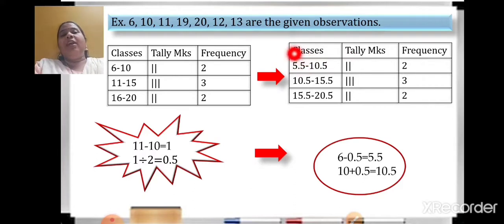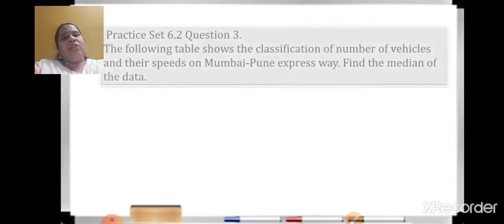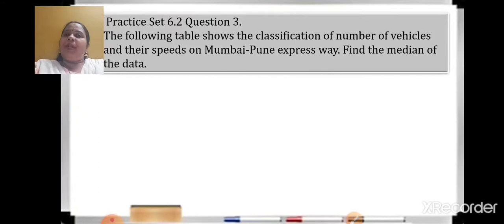Subtract from the lower limit and add to the upper limit. So these are basically three steps to be followed in order to make any classes continuous, right? Now, based on this, let us take one sum from practice set 6.2, that is question number 3.